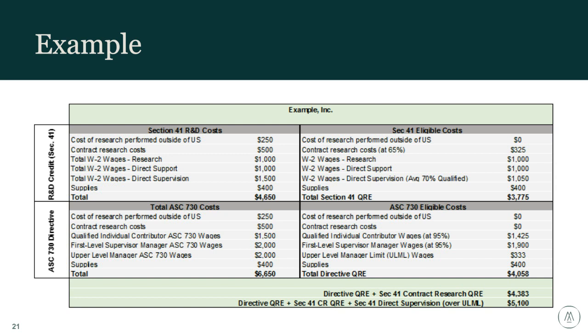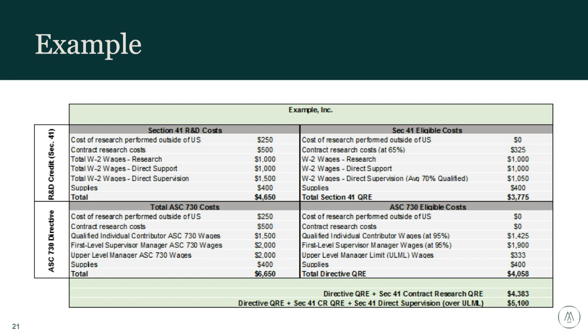In the bottom right-hand corner, we just wanted to highlight a couple of thoughts as far as applying both the safe harbor methodology as well as the additional amounts that you would be entitled to under Section 41. So if we think about the directive QRE of 4058, and then in addition to that, still claiming what would be otherwise qualified under Section 41 as contract research QRE, or that 325 in the top right-hand corner, that would get us up to the 4383 amount.